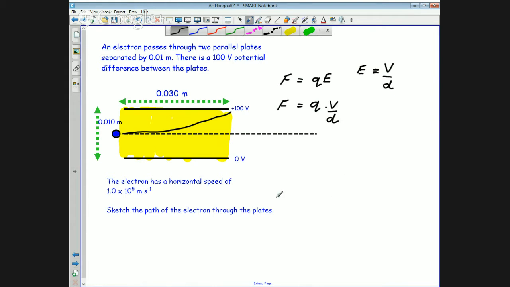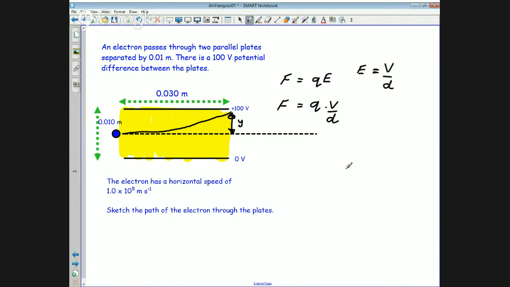Now, how do we actually work out a distance if we're asked to find a distance between the electron coming in from the horizontal and coming up to E? How do we work out this particular distance here, which we'll call small y? How do we do that?